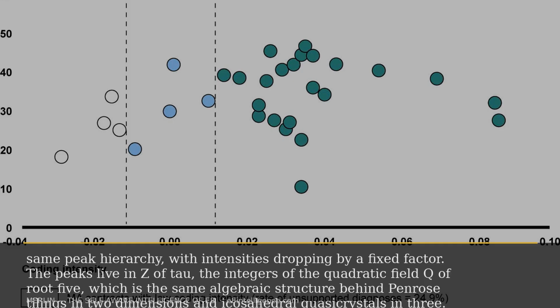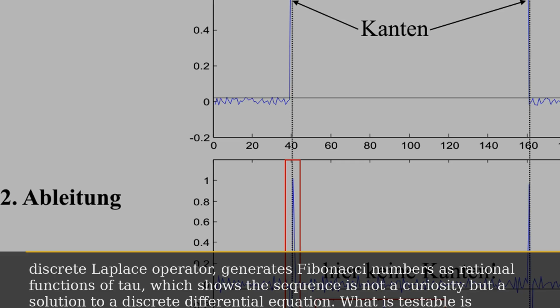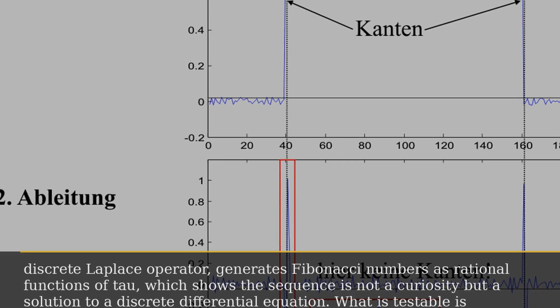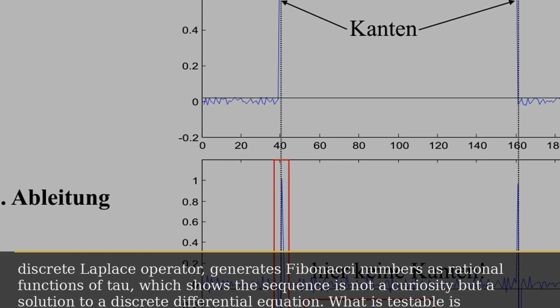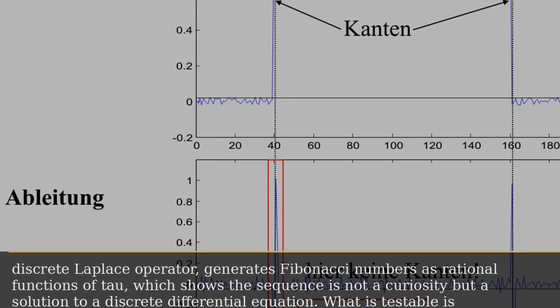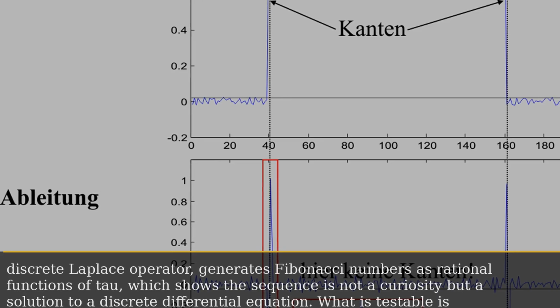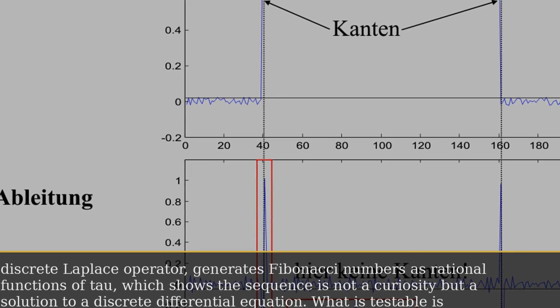The sigma transform, which is a discrete Laplace operator, generates Fibonacci numbers as rational functions of tau, which shows the sequence is not a curiosity but a solution to a discrete differential equation.